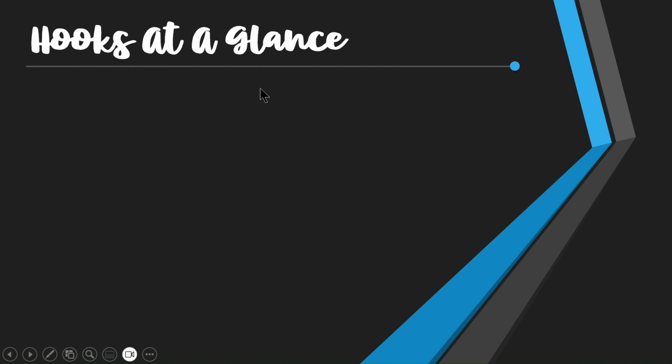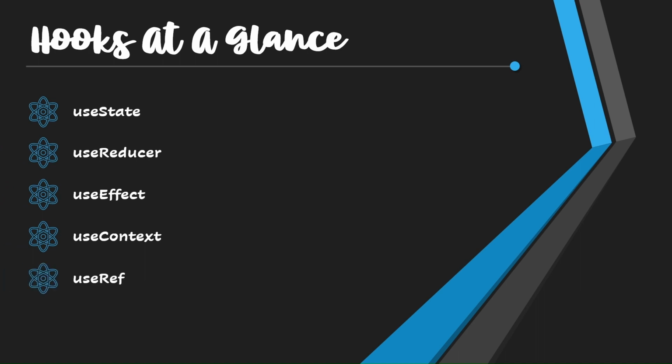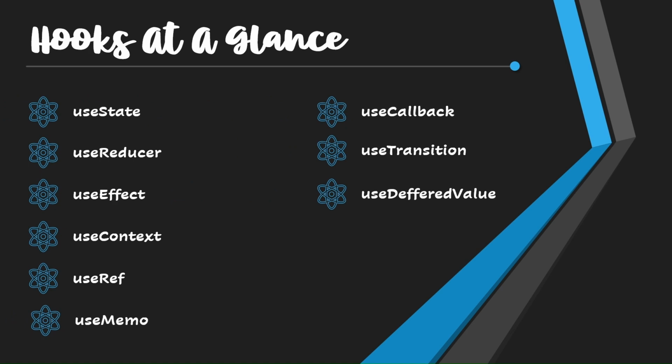Now, before heading on to hooks, let's see what hooks we have. One hook that we are going to make use of now is useState. That is how you go about making use of the state in a function component. You have many other hooks as well: useReducer, useEffect, useContext, useRef, useMemo, useCallback, useTransition, useDeferredValue. For now, let's keep these aside because these are an advanced topic which you need to go through later on.